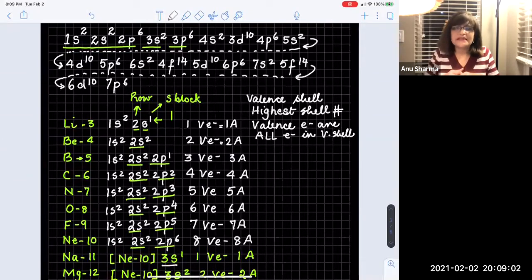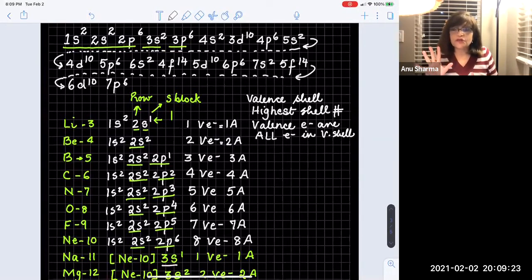And then next comes beryllium, and the same is the case. You can also look at the energy levels in the electronic configuration that is shown here. So beryllium, 4 electrons. 2 electrons go in 1s2, and the remaining 2 go in 2s2.